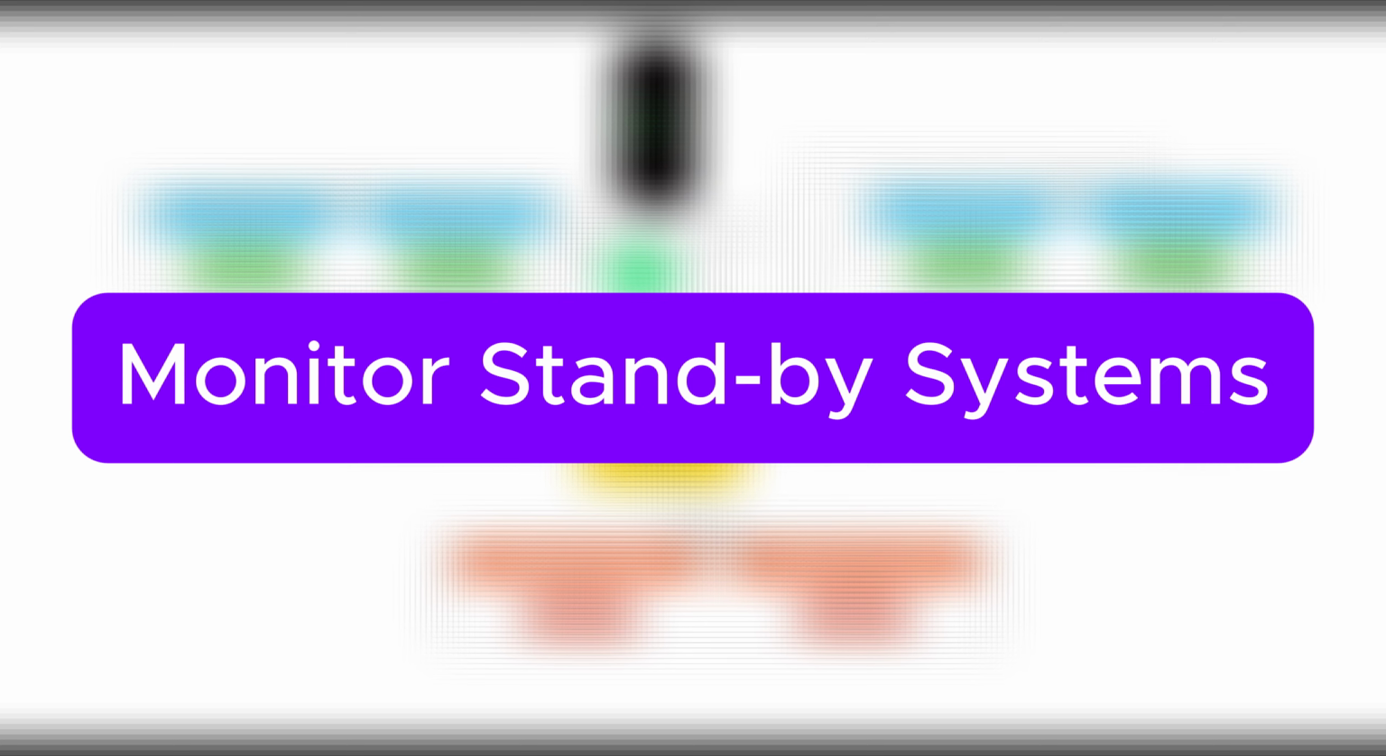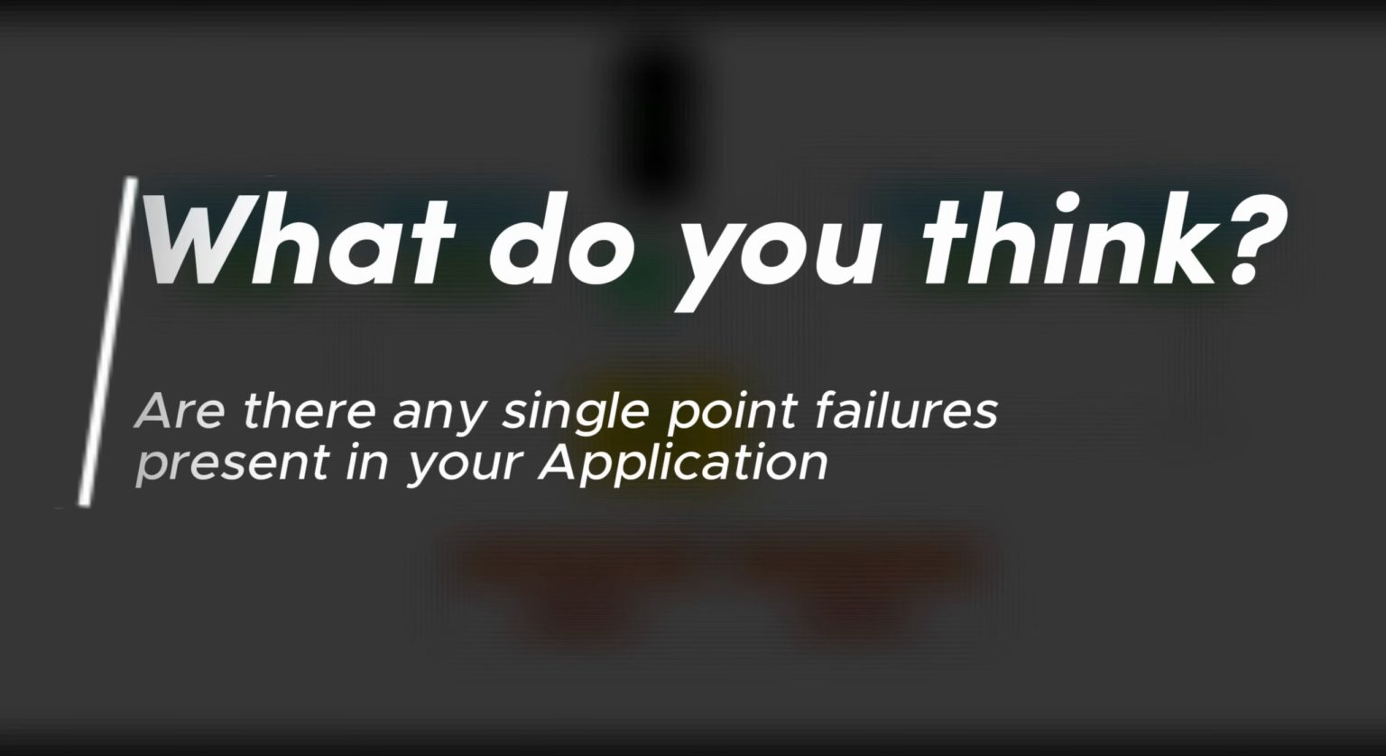So in short, redundancy gives you the foundation of reliability, but continuous validation is what ensures that it works when you need it the most. Remember, it's not about eliminating the failure entirely, but about minimizing its impact and ensuring the resilience of your system. So what do you think about your application? Are there any single points of failure present? If yes, then what strategies will you be using to make your system more robust and resilient?